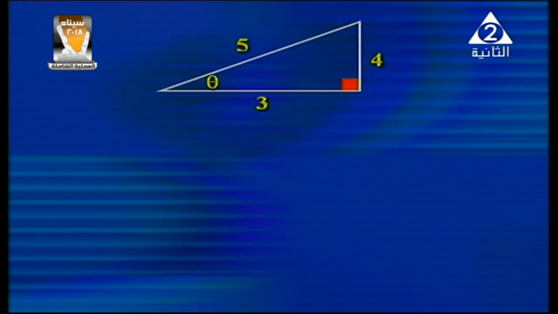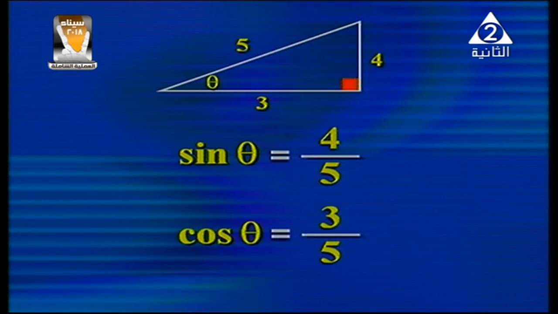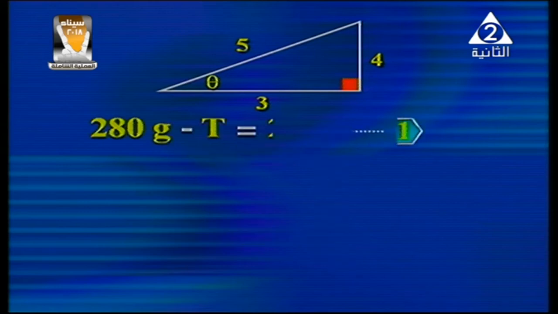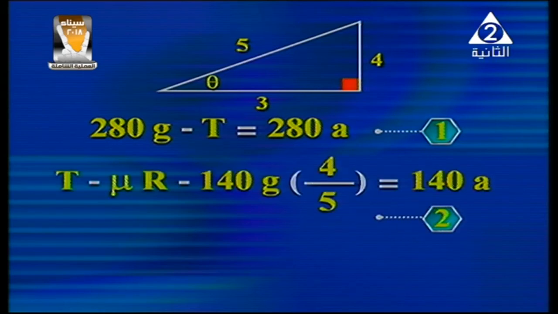After that, we have sine theta 4 over 5, cosine theta 3 over 5. Then the second equations, by substitution: 280 g minus T equals 280 a. After that, the second equation of motion: T minus mu R. What is mu? Coefficient of friction. Mu R minus 140 g times 4 over 5 equals 140 a.